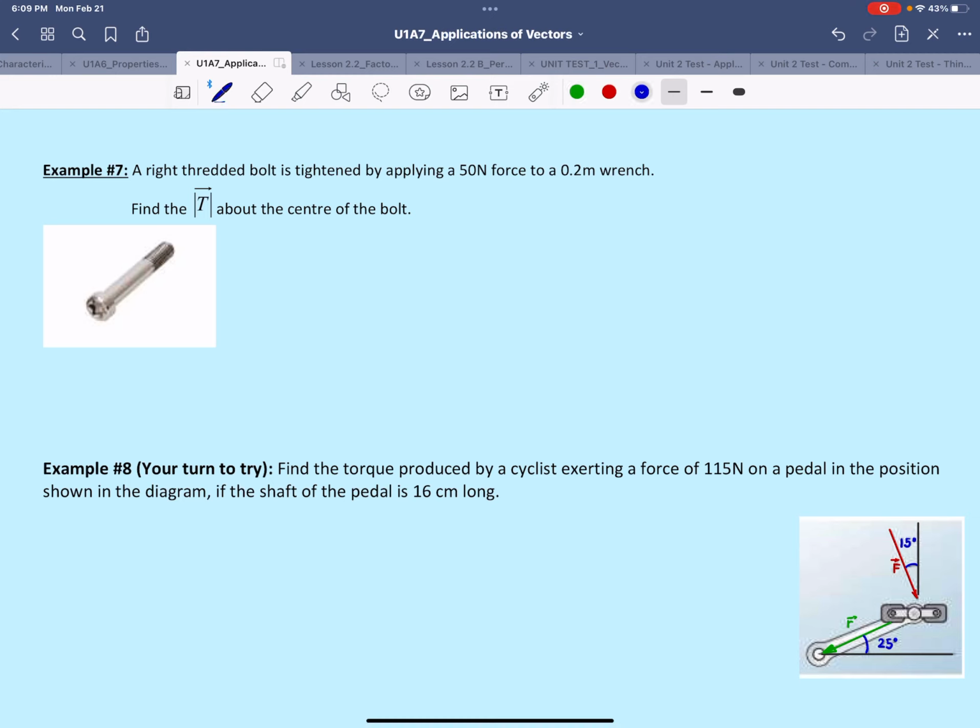So we have a right threaded bolt that is tightened by a 50 Newton force to a 0.2 meter wrench. The torque about the center of the bolt then will be given as magnitude of the force and magnitude of r, and multiply this by the sine theta. Since we're finding just the magnitude of it, we're not going to consider the unit vector, or we can just replace it by 1 in this case. So the force is 50 newtons as described, and the value of r is 0.2.